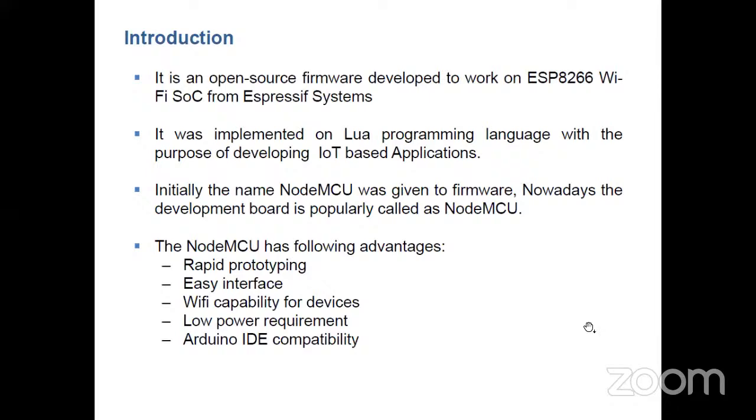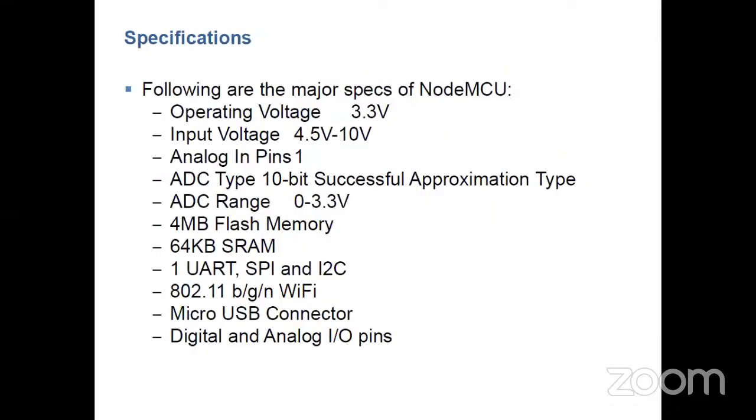Now, let us go through the specifications for NodeMCU. The operating voltage is 3.3 volts, and we can connect a 4.5 volt to 10 volt adapter to it. It has a voltage regulator connected to it, so it can adapt to the operating voltage that it requires. It has one analog pin and, I think I haven't written it, 11 or more digital input-output pins.